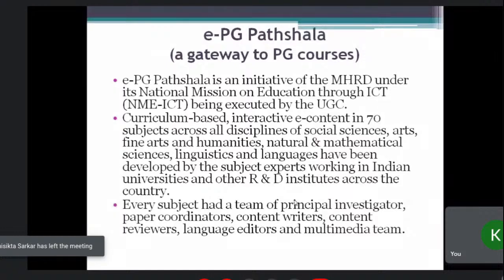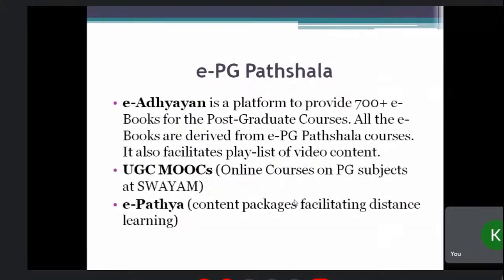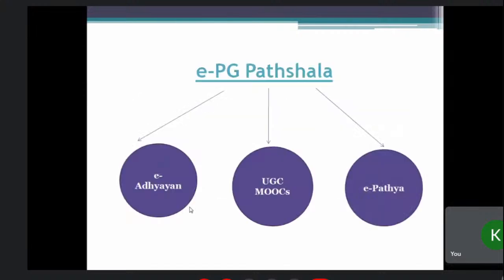Another thing which is very important is e-PG Pathshala. e-PG Pathshala, what is done in a Pathshala? Teaching and learning. So e-PG Pathshala is also a teaching-learning platform, an online platform. What it does, it provides online books, online material, as well as online courses. It has three main parts: e-Adhyayan, providing online books of 7,000 plus, UGC MOOCs, online MOOC courses, and e-Pathya, which provides learning materials for distant learners. These are the three components of e-PG Pathshala.